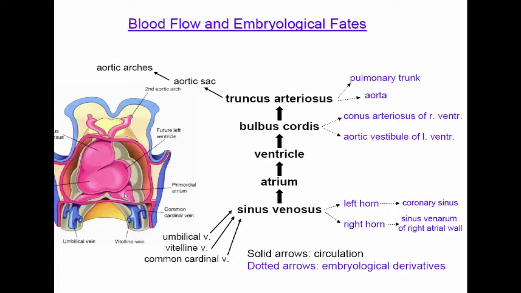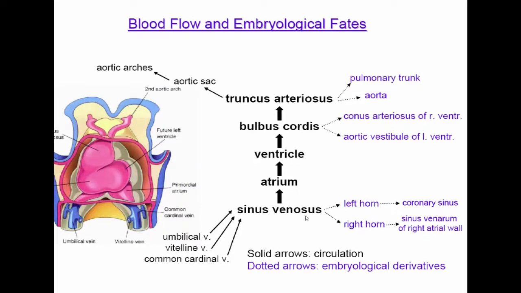From the sinus venosus through the sinuatrial orifice to the atrium, from the atrium through the atrioventricular orifice to the ventricle, from the ventricle to the bulbus cordis, and from the bulbus cordis to the truncus arteriosus, and from the truncus arteriosus to the aortic sac, and then the aortic arches. This is the aortic sac, and these are the aortic arches.